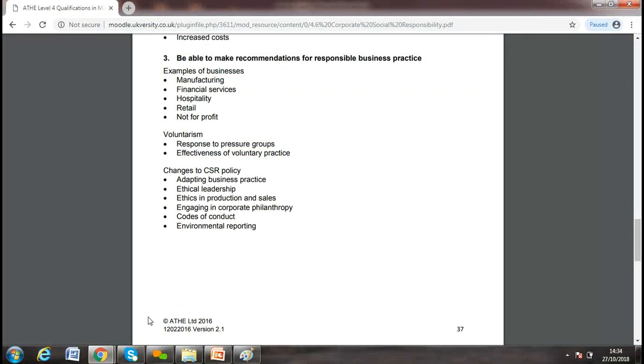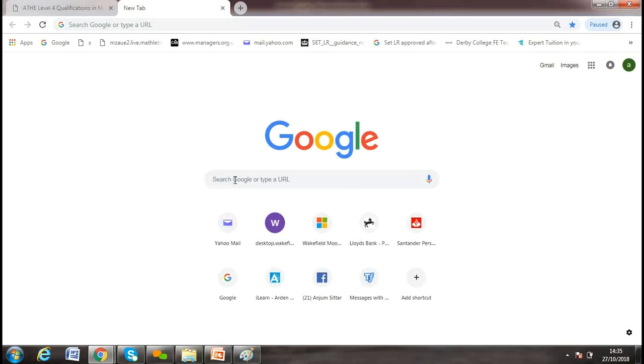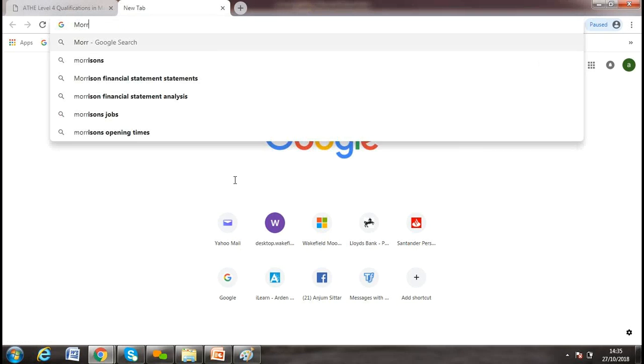So we finish our learning outcome 3, where we discussed ethical leadership. It needs to be set up. We discussed corporate philanthropy and the code of conduct, and we'll also see a company's corporate social responsibility reports and see what changes they have made. Let's find a company in the UK called Morrison. So we'll discuss the Morrison CSR reports.